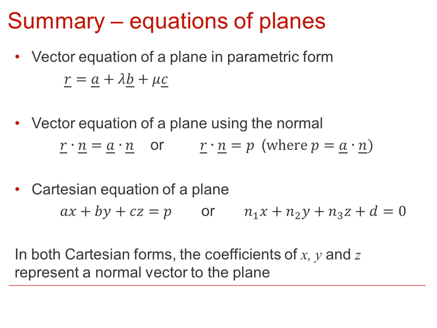And now the Cartesian equation of a plane, which may use coefficients a, b and c, so ax plus by plus cz equals p, where p is still that r scalar product n constant, or n1x plus n2y plus n3z plus d equals 0. You will notice that d is the negative of p. The Cartesian equation can be multiplied by any non-zero constant and still represent the same plane. In both Cartesian forms, the coefficients of x, y and z represent a normal vector to the plane.